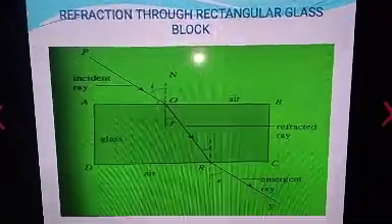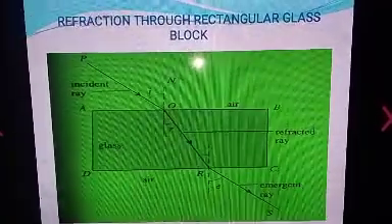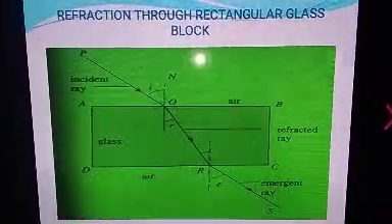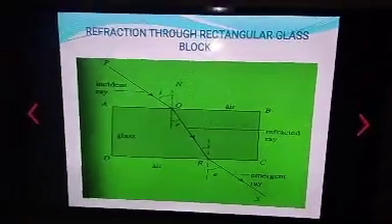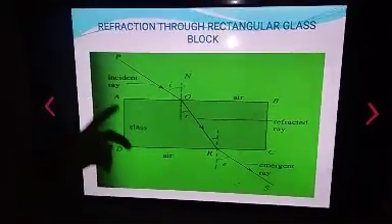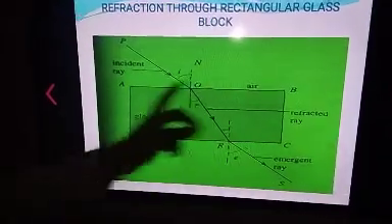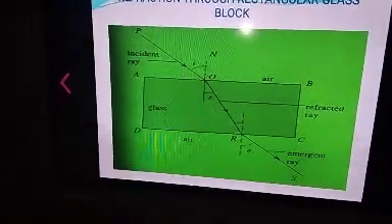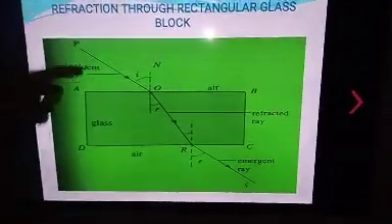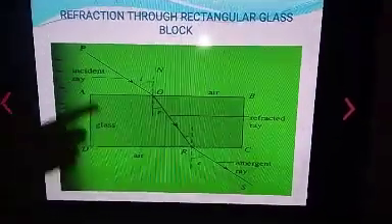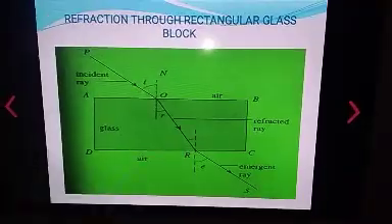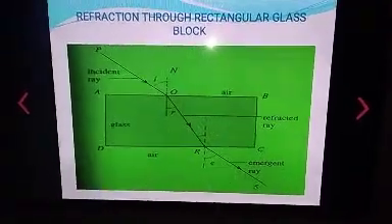Now we go to refraction through a rectangular glass block. We want to consider how rays of light are refracted when we use a glass block. Consider what we are having on the screen. A, B, C, and D represent a glass block. The moment we send light through it, first of all, the moment the light passes from air into the glass, it is refracted. These are the refracted angles.